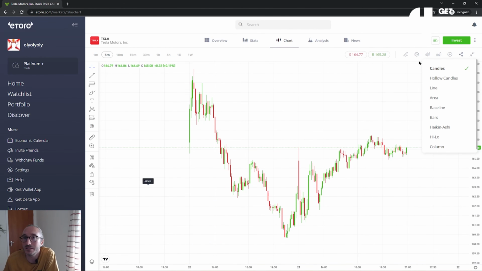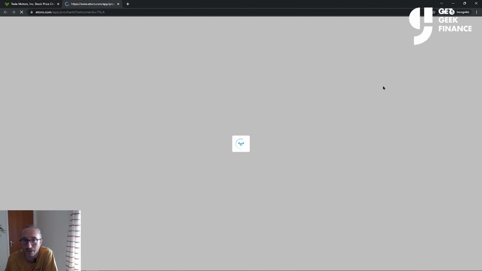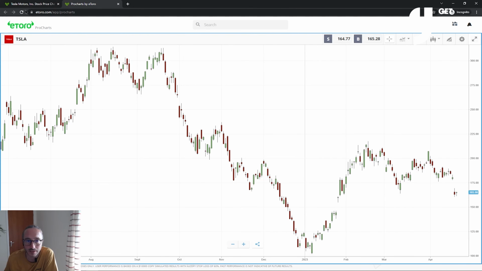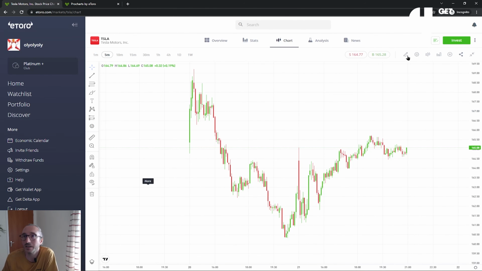Now, if you miss the old style charts, you can get to these by pressing the cogwheel here and clicking launch ProCharts, but I don't really know why you'd want to use this now that they've got TradingView. Then the last button here on the left with the pencil gives you your charting tools menu on the left with tools for technical analysis.